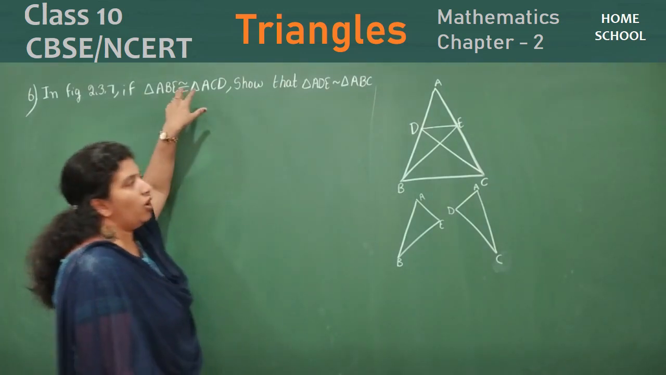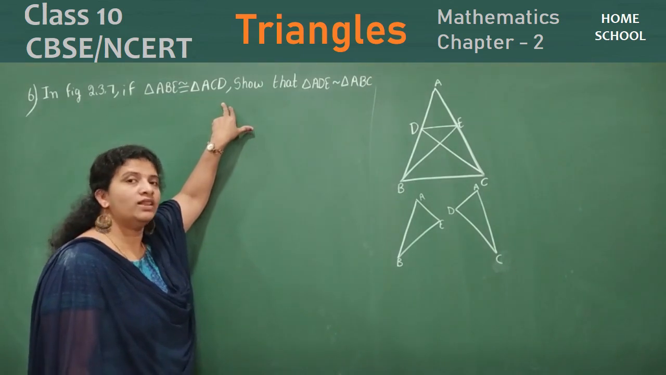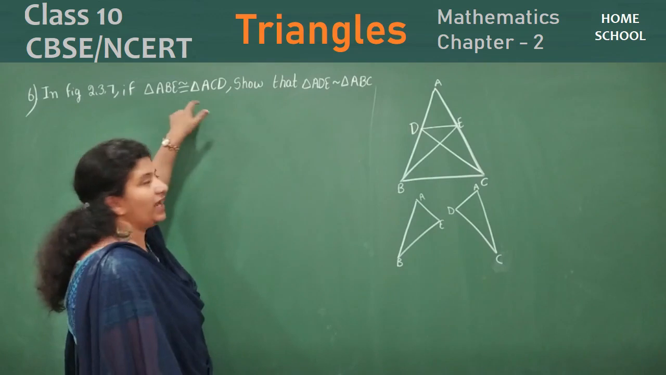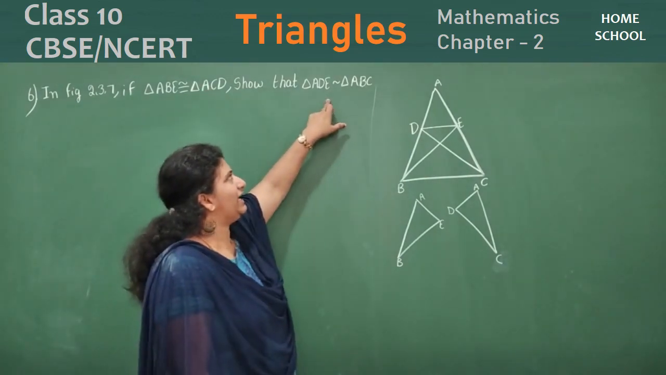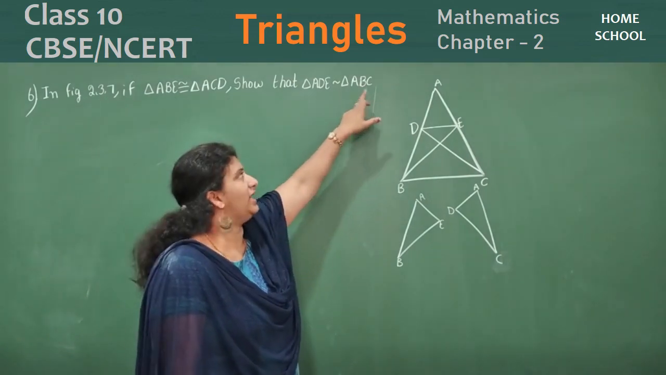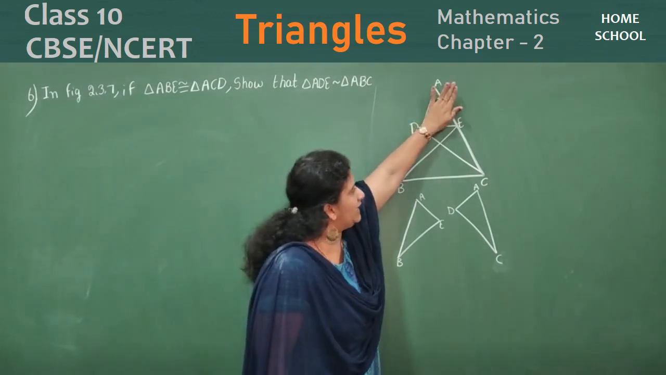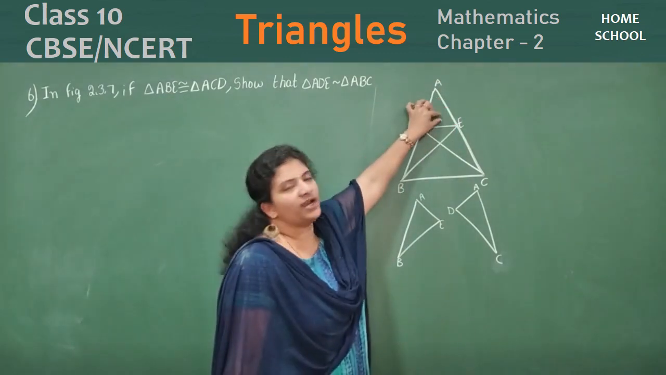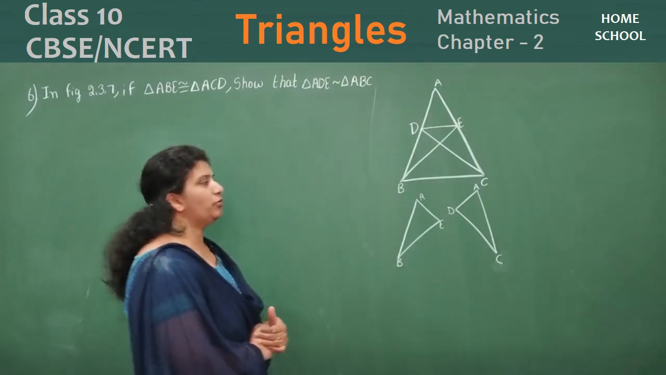So all the congruent triangles are similar, and all the similar triangles need not be congruent. You can remember that point, right? Show that triangle ADE is similar to triangle ABC. So what do you need to show? This small triangle ADE is similar to this big triangle. You need to prove this. How can we prove this?